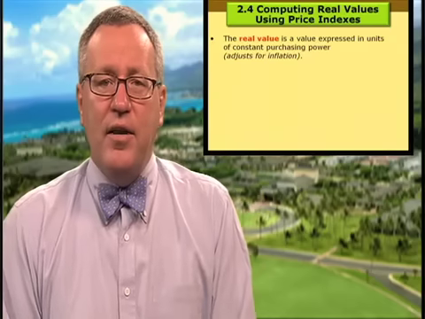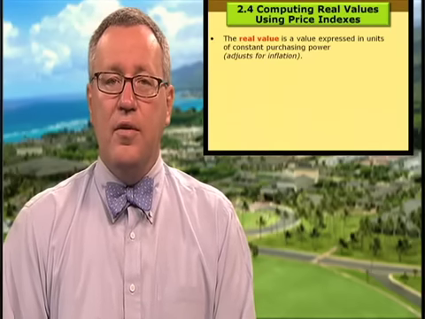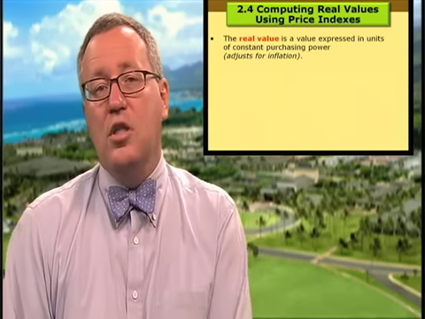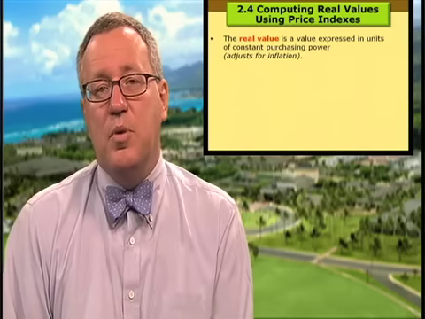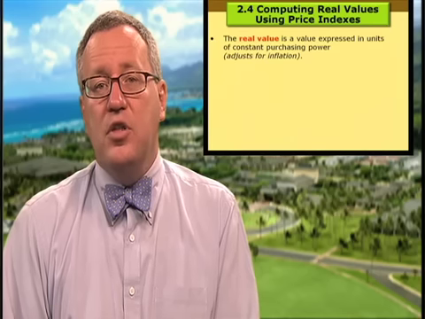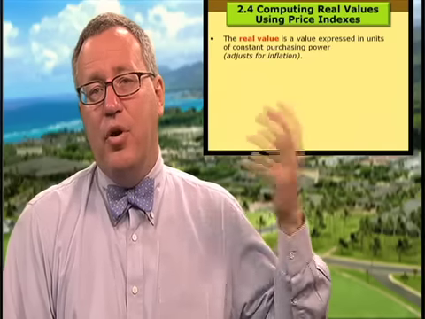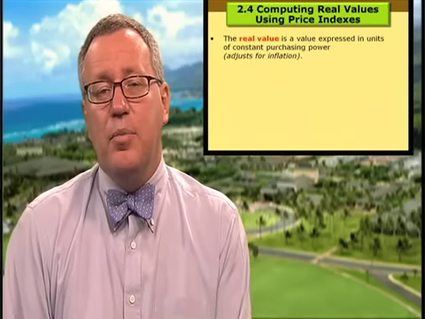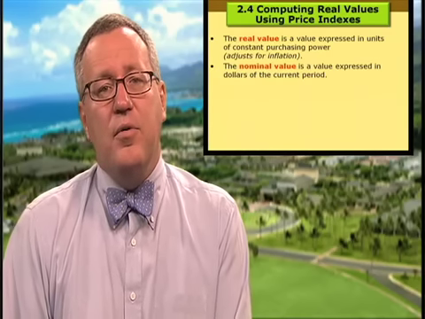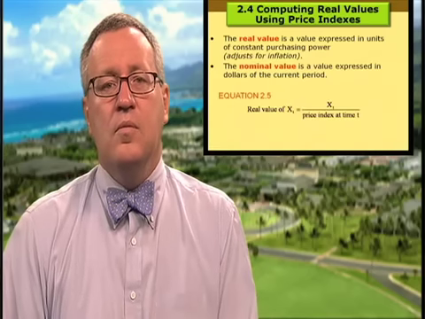All right, the real value is the value expressed in units of constant purchasing power. In other words, in terms of what was the value of the goods in our base year. This is an adjustment for inflation. It says it's not just the value of the dollars expressed today, it's in terms of those dollars expressed today and what they can purchase in the same purchasing power of our base year. The nominal value is the value expressed in the current period. We haven't adjusted it for inflation.